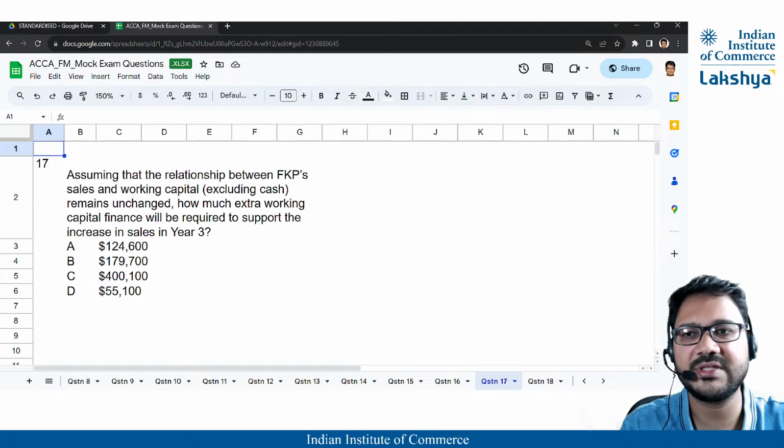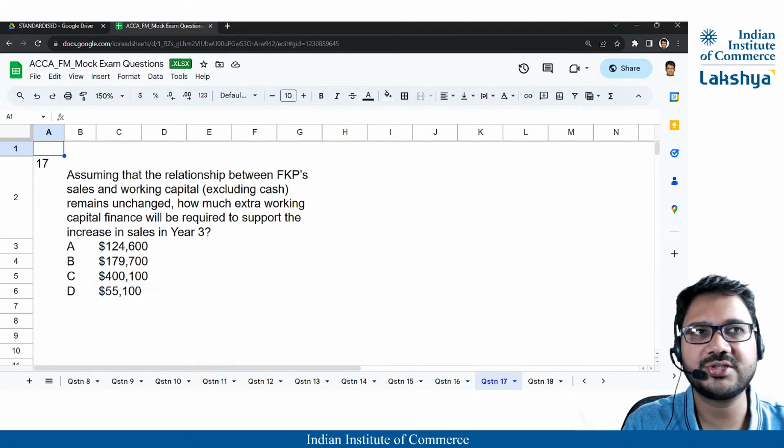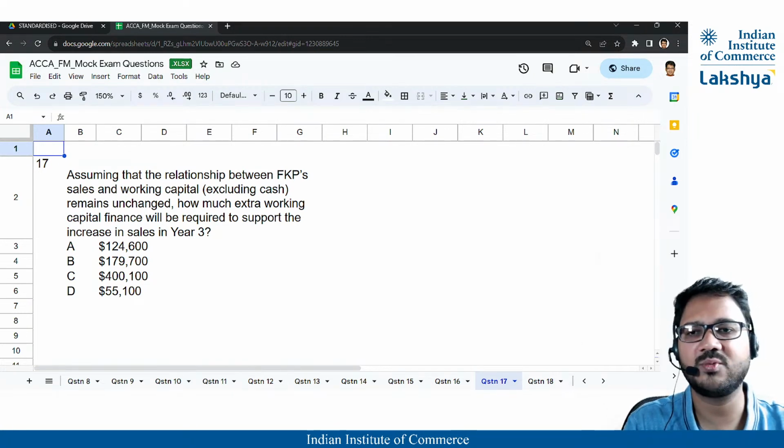So question number 17, assuming that the relationship between FKP sales and working capital excluding cash remains unchanged, how much extra working capital finance will be required to support the increase in sales for year 3?